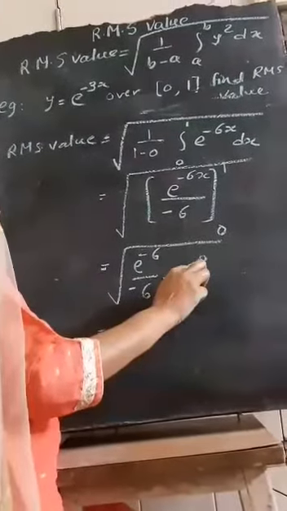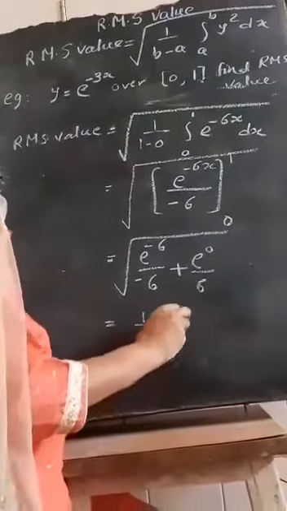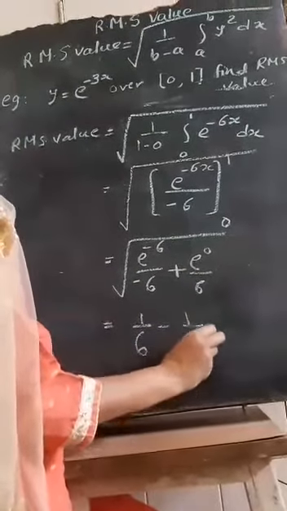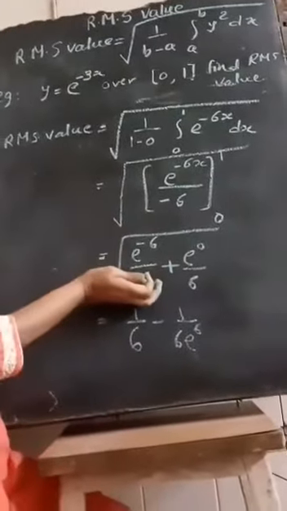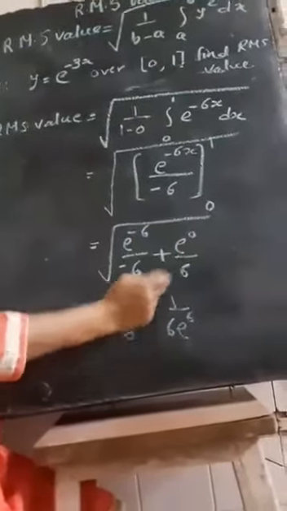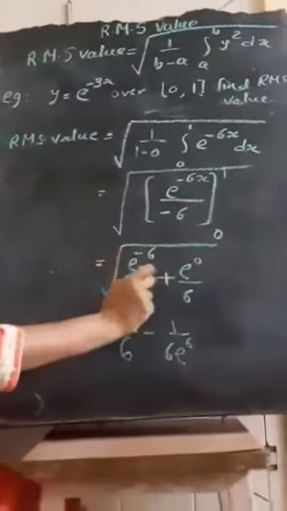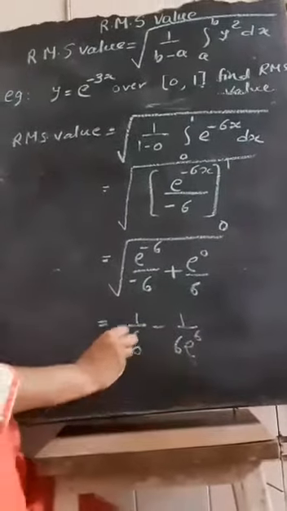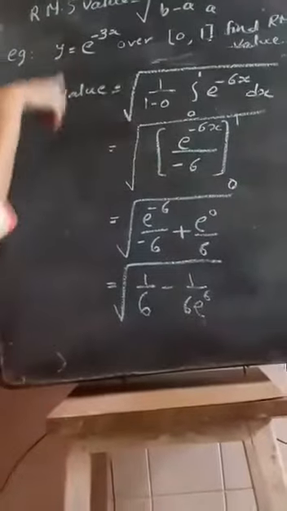What is e raised to 0? It is 1. So it will be 1 by 6 and minus 1 upon 6 e raised to 6. If you want to write this power as positive, you can write it below as e raised to 6. So it is 1 upon 6 minus 1 upon 6 into e raised to 6. And don't forget to write the square root in every step.